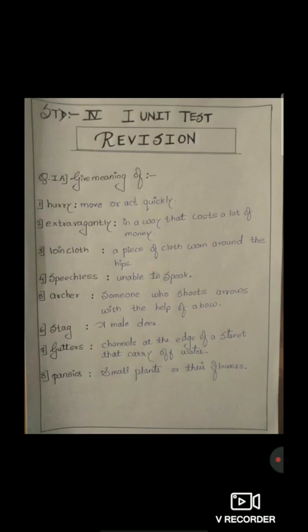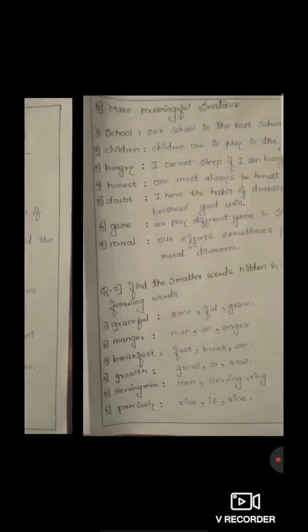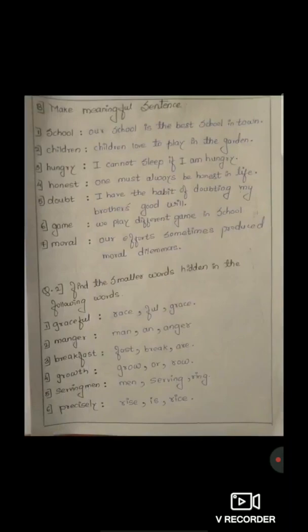Now move to question number 1B1. As you can see in this pic.